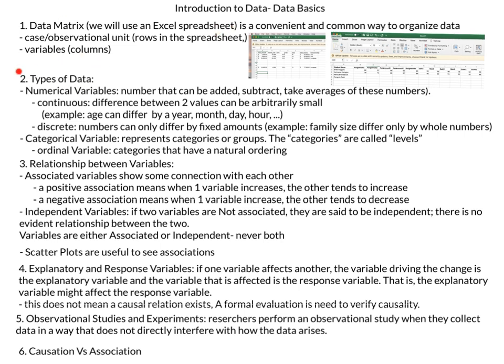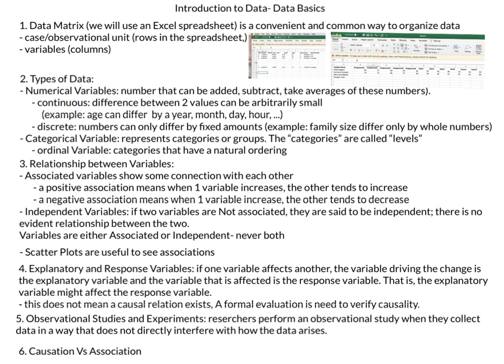Next, we will go on to look at different types of data. There are two main types of data. The first is numerical variables, and the second is categorical variables. Numerical variables are simply numbers. So with these numbers, you can add them, you can subtract them, you can take the averages.